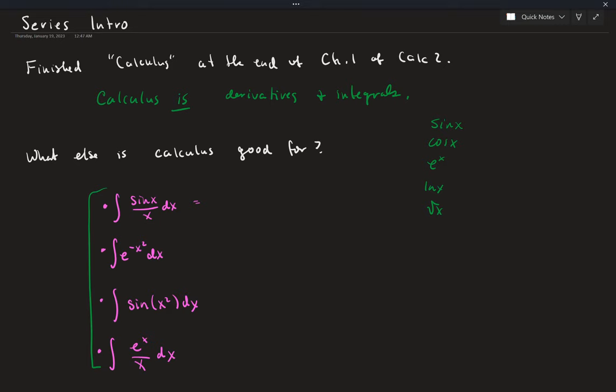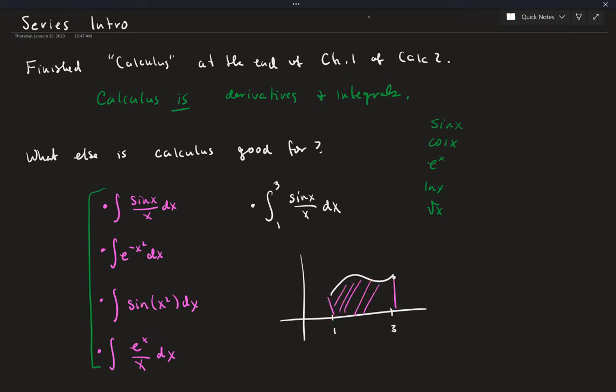I mean, think about it. If I integrate this function from 1 to 3, I mean, I don't know what the function looks like, but say it goes up and down like this from 1 to 3. It's got some area under there. That area is a number. You can get a decimal out of it. In fact, if you plug it into your calculator, you'll get an answer out of it.